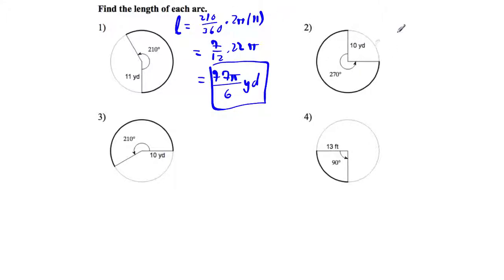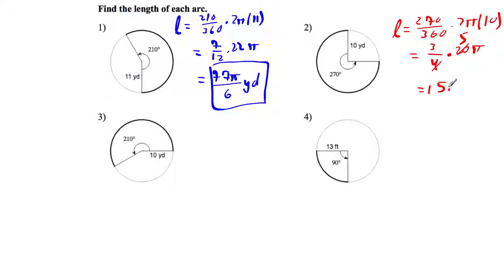Over here we have another major arc, so we could say that this length is 270 over 360 times 2 pi times 10. Well, notice here this is actually 3/4 of the circle, so no surprise that this fraction reduces to 3/4. And we're going to multiply this by 20 pi. Well, the 20 and the 4 cancel out to 5, so we actually get 15 pi yards.